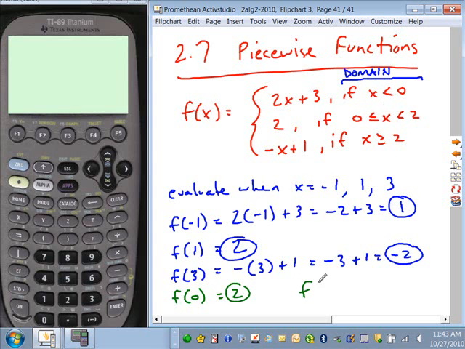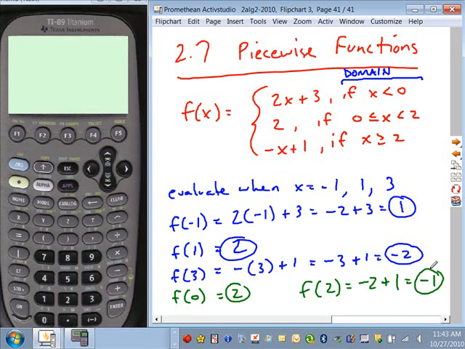What if I asked you to evaluate f of 2? Is this going to be evaluated in the middle or the bottom? Again, make sure that you see it's x is greater than or equal to 2. So when it equals 2, you'll use this bottom one. So -2 plus 1 would give you your evaluated function.